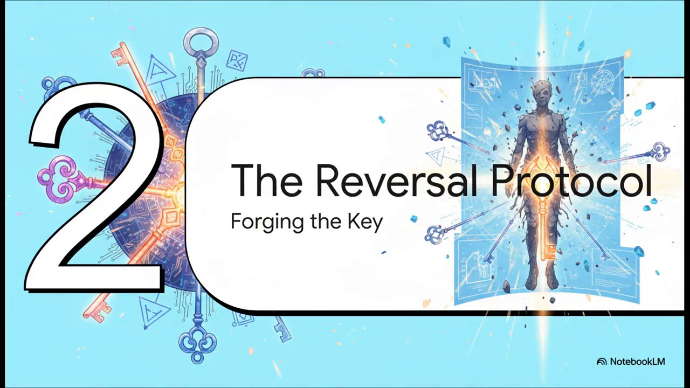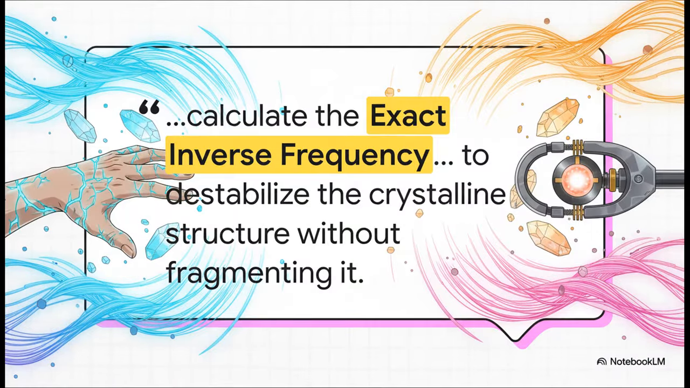Okay, we've officially picked the lock apart. We understand the mechanism. Now, it's time to forge the key. Let's build a reversal protocol based on everything we've just learned. The goal here is all about precision. It's not about brute force. We're not trying to shatter the stone. We're trying to unlock it. And to do that, as it says here, we need the exact inverse frequency to carefully convince that crystalline structure to go back to the way it was.